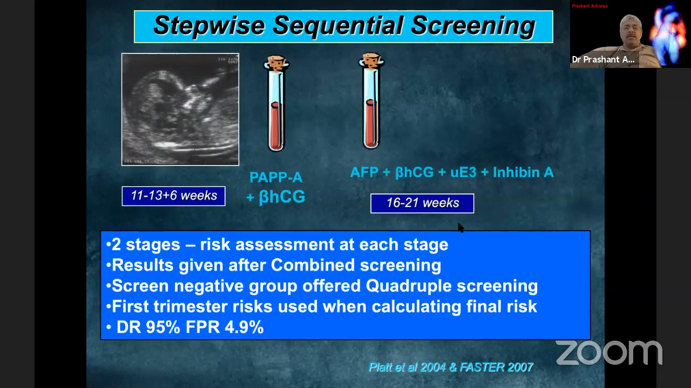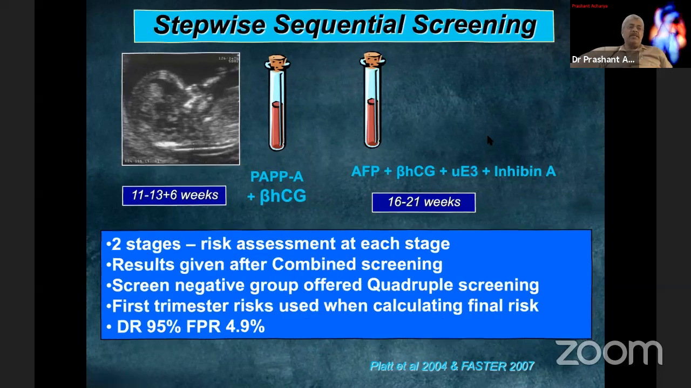Just one thing about stepwise sequential screening. A two-stage risk assessment is done at each stage. Result is given after combined screening. Then if screen negative, they can offer you quadruple screening. First trimester risk is used when calculating the final risk for your next screening. This is what stepwise sequential screening is.